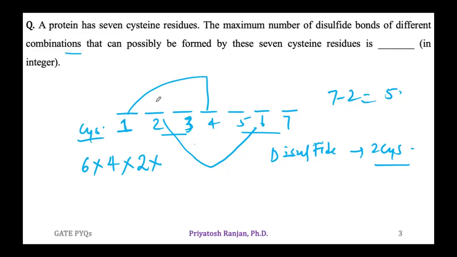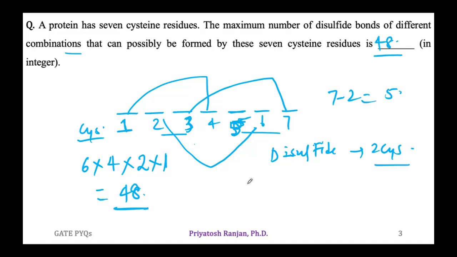And let's assume cysteine 3 has already formed a disulfide bond with 7. So how many are left now? 5, but we do not have any partner for cysteine 5. So the total number of possible combinations are going to be 6 × 4 × 2 = 48. So the answer here is going to be 48.